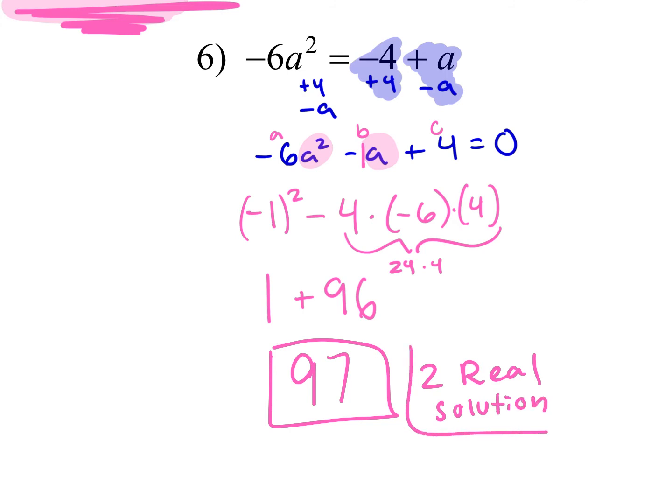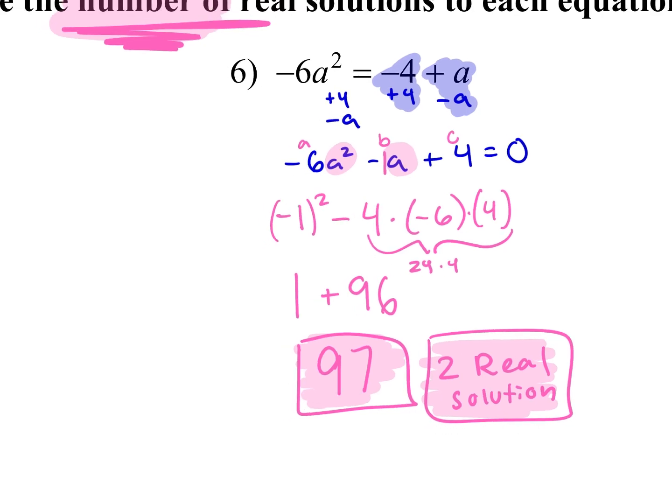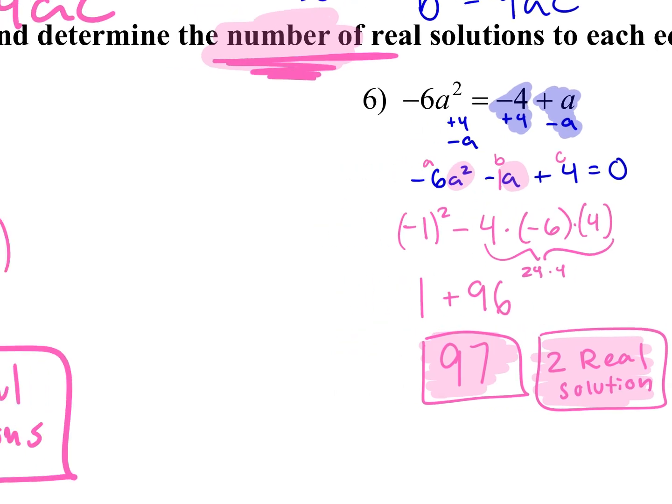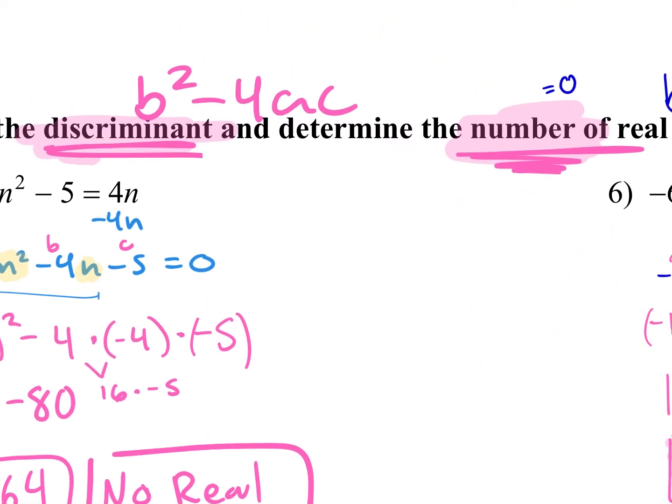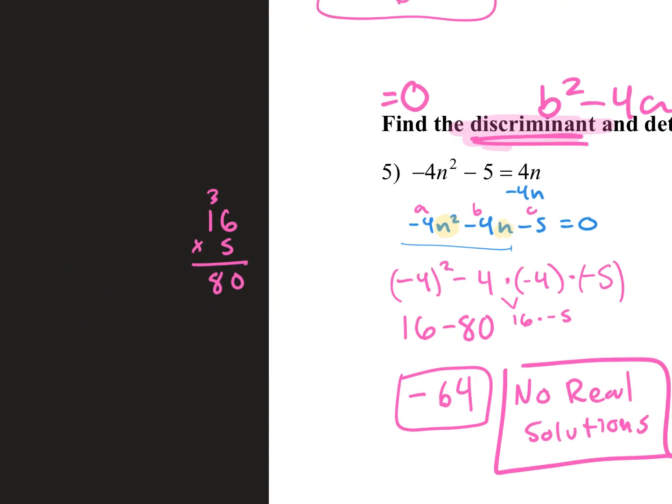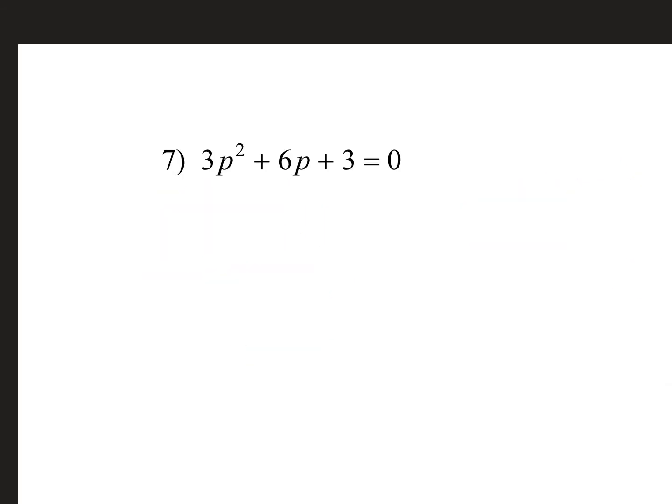So don't forget, for these questions, you have to find the discriminant, so you have to find this number and state the number of real solutions. Some people on the quiz only put 1 and just said real solution, but they didn't put the number. So you have to find the discriminant and the number of solutions. As a reminder, I have it on the next page.